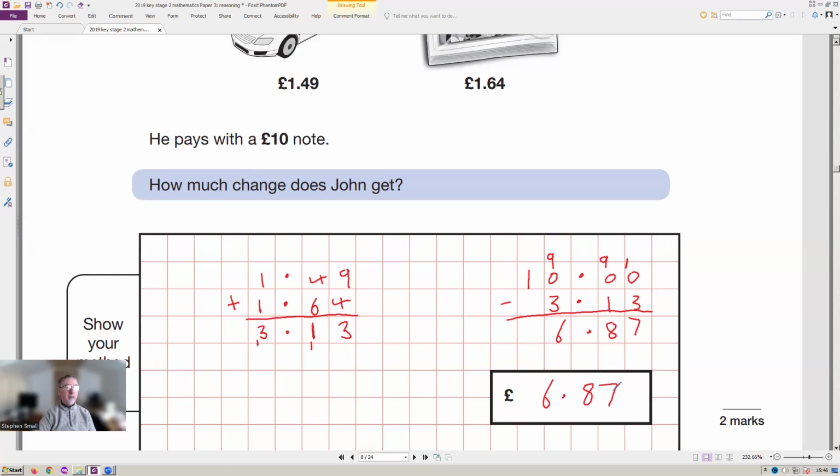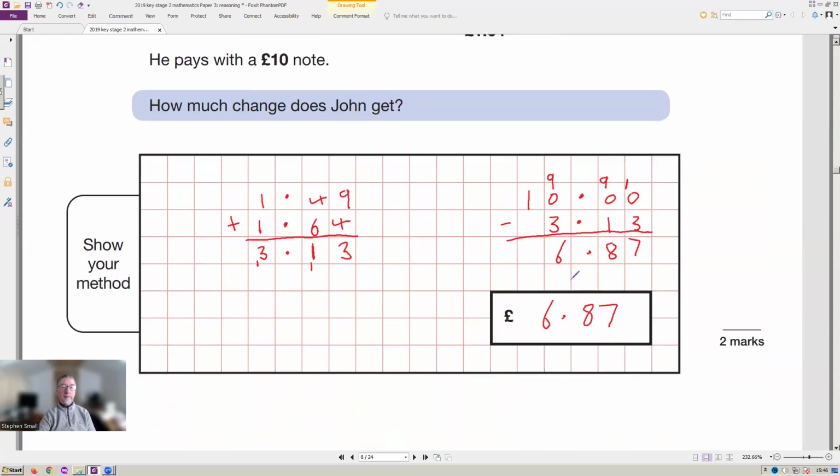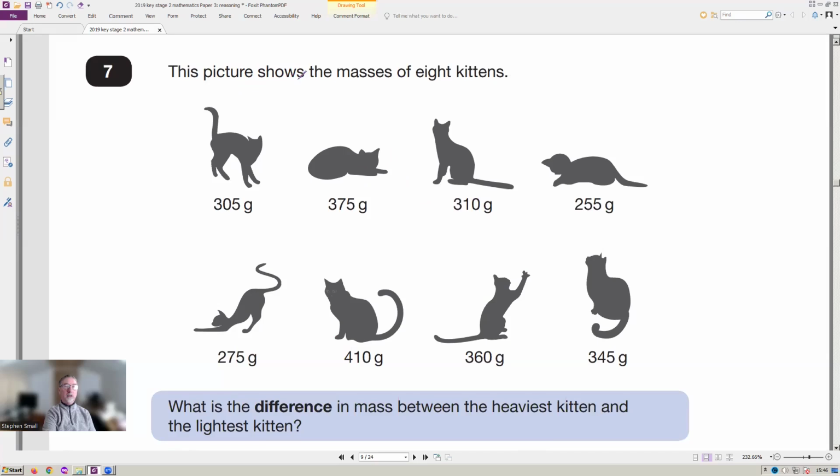Not an easy subtraction, but okay. This picture shows the masses of 8 kittens. And there they go, 8 of them. What is the difference in mass between the heaviest kitten and the lightest kitten? So difference just means we take the smallest from the largest.